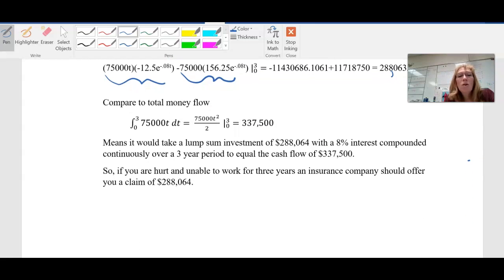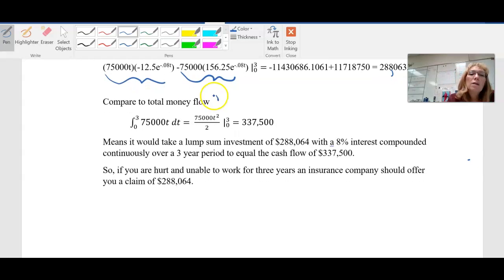Okay, now let's compare this to total money flow. So remember, this is no interest. All right, so we plug in our 0 to 3, and I would have made $337,500. What this is telling you is that the lump sum, this guy right here, is a lump sum investment of $288,064 with an 8% interest would give me a cash flow of $337,500.